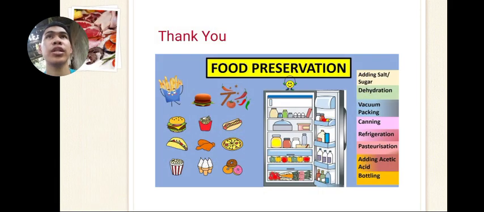So that's all. It is short for salting. Those are the examples and the methods of doing salting preservation. So thank you.